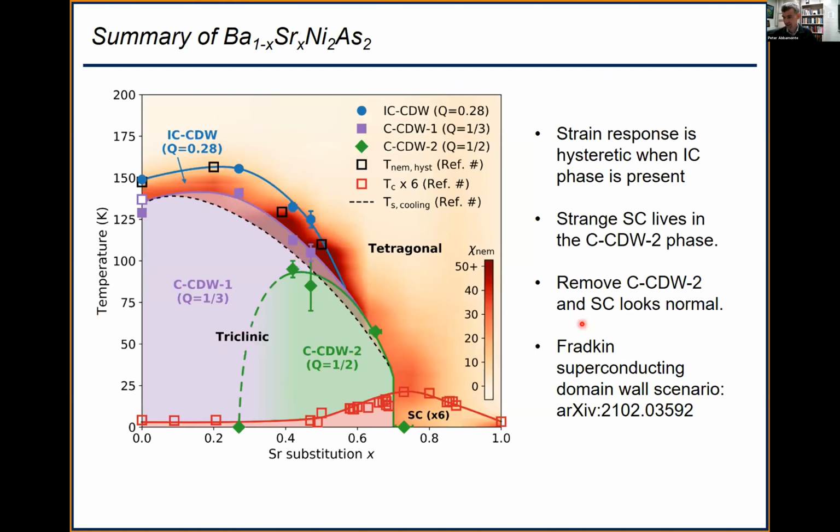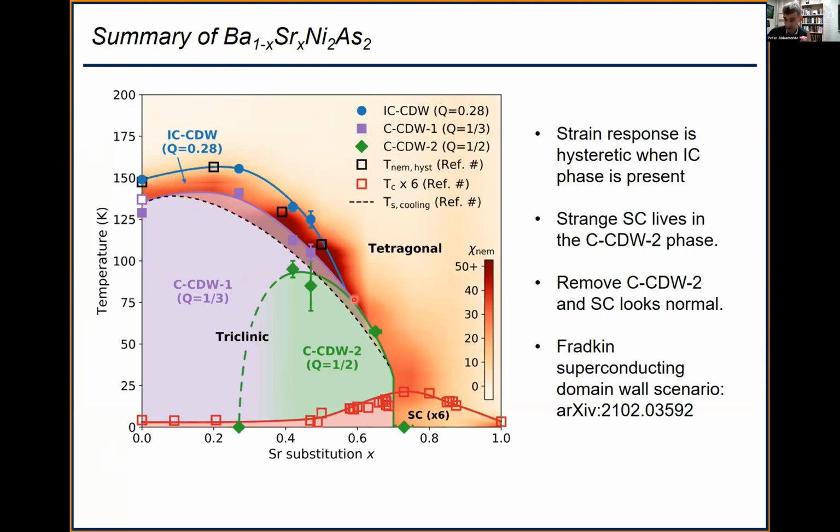So the final phase diagram looks more or less like this. We tried to put it together with the nematic response reported by Paglione et al. What you can see is, at low doping, this is the incommensurate phase here. This is the commensurate phase with period 3. As you dope, this period 3 CDW disappears and you get this period 2 state forming instead. And then the incommensurate phase at sufficiently high doping disappears.